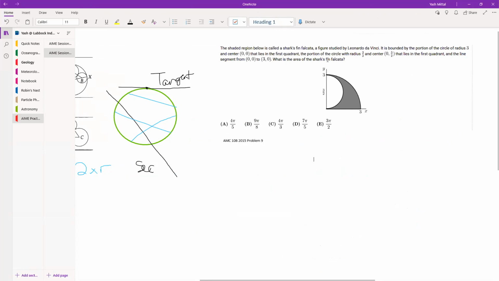All right, let me read this out really quickly. The shaded region is made by Leonardo da Vinci, whatever. It's bounded by the portion of the circle of radius 3, so this is the radius 3 right here, and center (0, 0), in the first quadrant, the portion of the circle with radius 3/2 and center (0, 3/2) that lies in the first quadrant, and the line segment from (0, 0) to (3, 0). What is the area of the shark's fin falcata, which in this case is the shaded region? Did everyone understand what the question is asking before we continue? Because if you don't know what the question is asking, you can't answer the question.